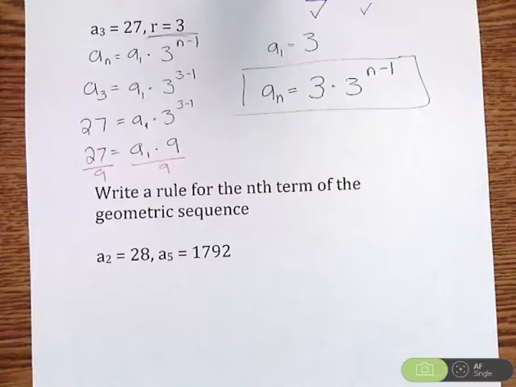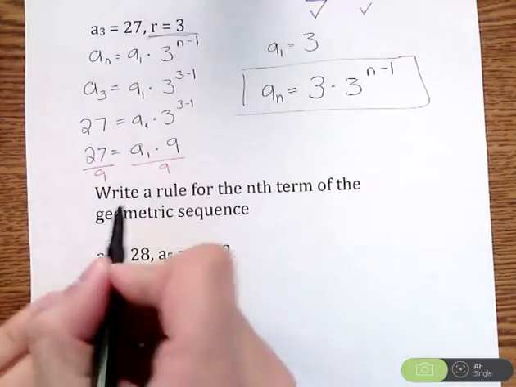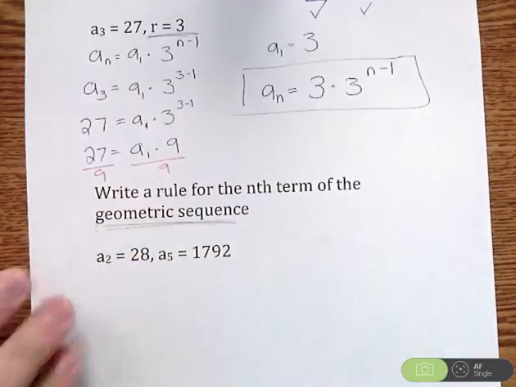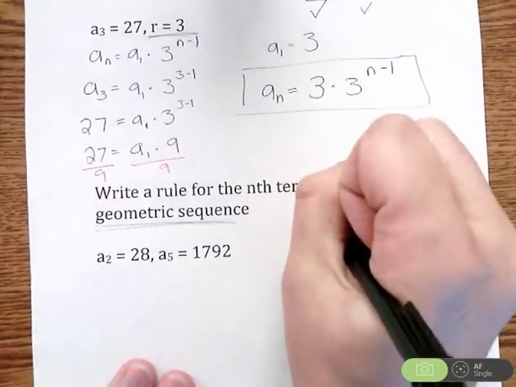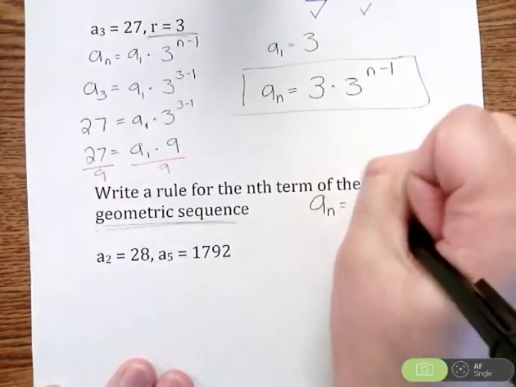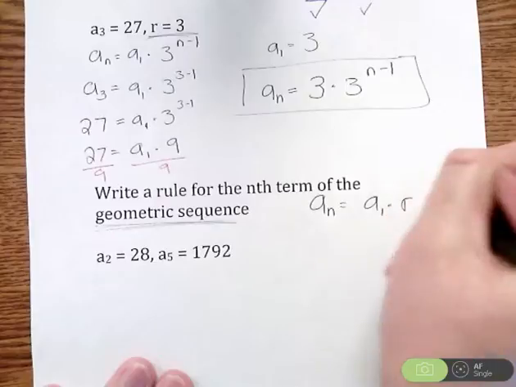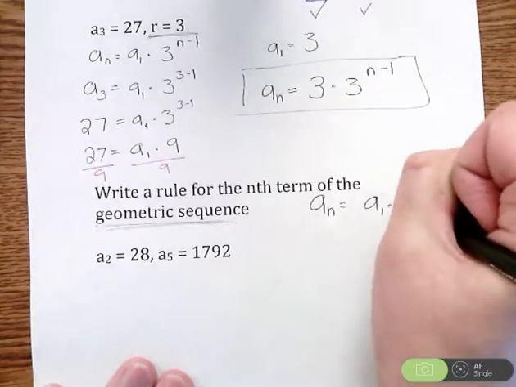All right, well, let's move to the second example here. We have to write a rule for the nth term of the geometric sequence. So this problem, they told us right away, hey, you are dealing with a geometric sequence. So they kind of gave us that knowledge. So now I know I'm dealing with a_n equals a_1 times r raised to the n minus 1.